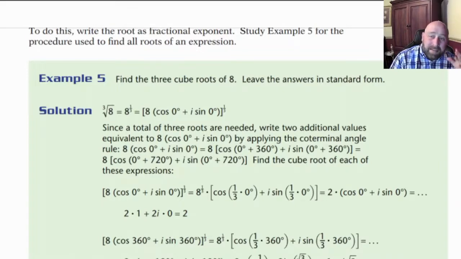So I feel like that last example, you're like, okay, I just plug in and just solve it. It's not too bad. This one's a little bit different. So let me talk about this before we start solving it. Example number 5. Find the 3 cube roots of 8. And right now you're going, what are you talking about? There are not 3 cube roots of 8. And I know, yes, I understand that, but let me show you something real quick here.